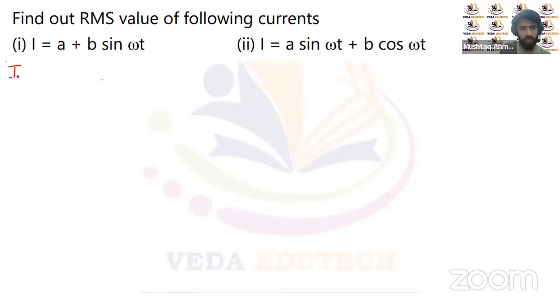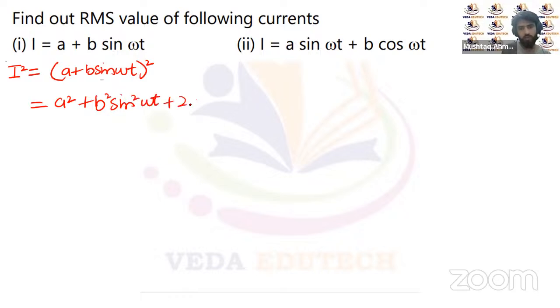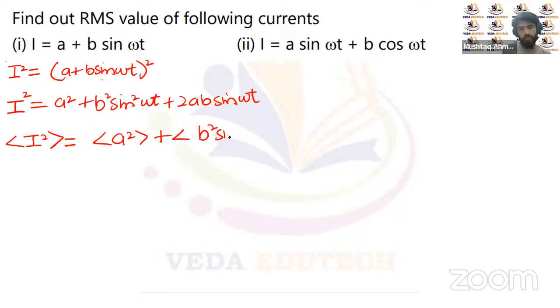What we'll do here is quickly square these two functions. So it will be a plus b sine of omega t whole square. We can just expand it. It will be a square plus b square sine square omega t plus 2ab sine of omega t. So this is the value of I square. Now we'll take the mean of this I square, that will be the mean of a square plus mean of b square sine square omega t plus mean of this 2ab sine of omega t.